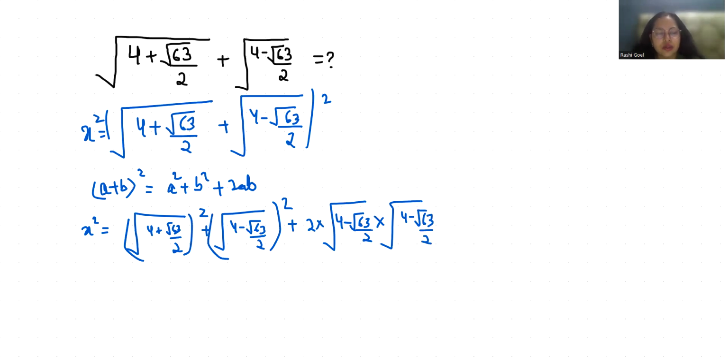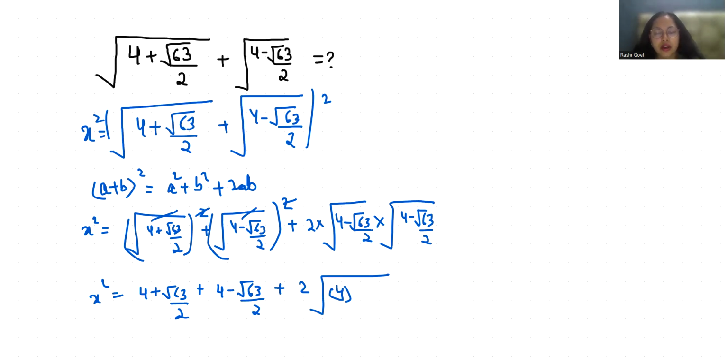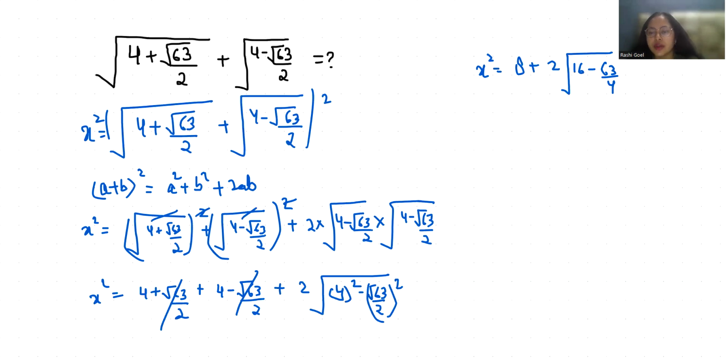So x square is equal to, if you remove this square root, 4 plus root 63 by 2, plus again, removing this square root, 4 minus root 63 by 2, plus 2 times square root of (4 square minus (root 63 by 2) whole square). So this will cancel out. And 4 plus 4 is 8, plus 2 times square root of (4 square is 16 minus 63 by 4). So x square is equal to 8 plus 2 times square root of (64 minus 63) by 4, which is 8 plus 2 times square root of 1 by 4. That is 1 by 2.